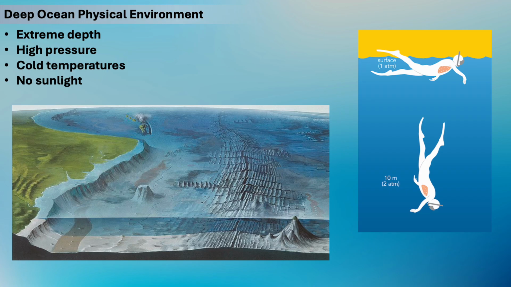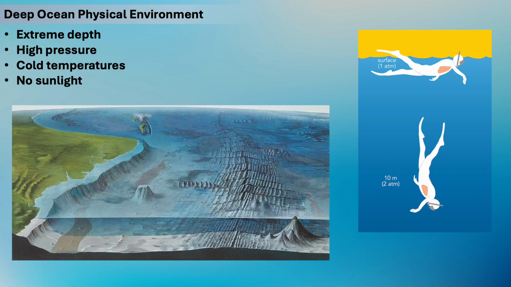Deep ocean basins are defined by a set of extreme physical conditions that differ fundamentally from those at the ocean's surface. The first of these is depth. In most deep ocean basins, the seafloor lies 4 to 5 kilometers below sea level, and in some areas even deeper.